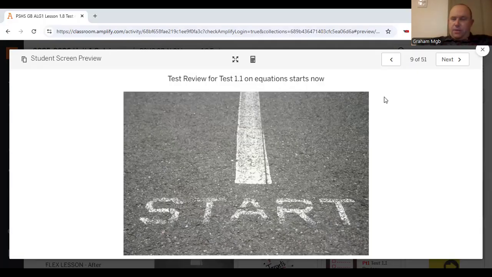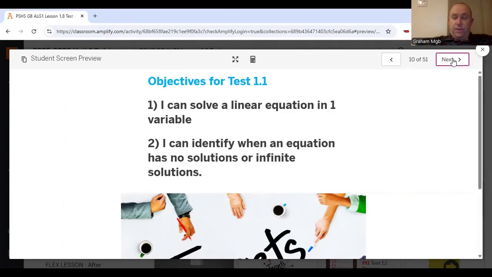Okay, this is the video tutorial for test 1.1 on equations. I'm starting at slide 9. If you do want to go back and look at the Amplify lesson, at the beginning, you will see a reminder of some vocabulary words. We will get to those also in the review itself.